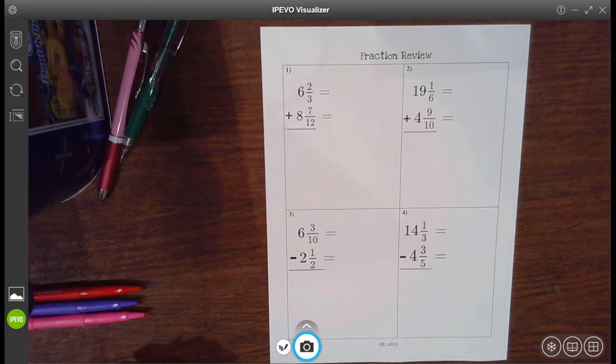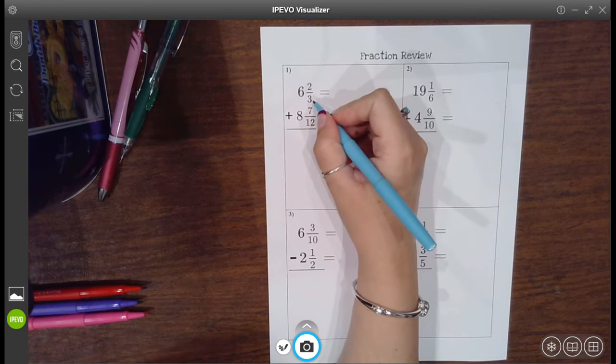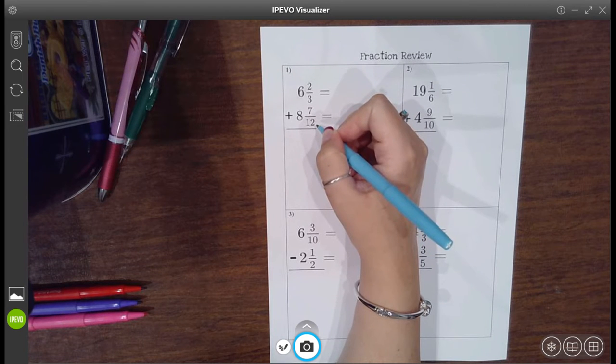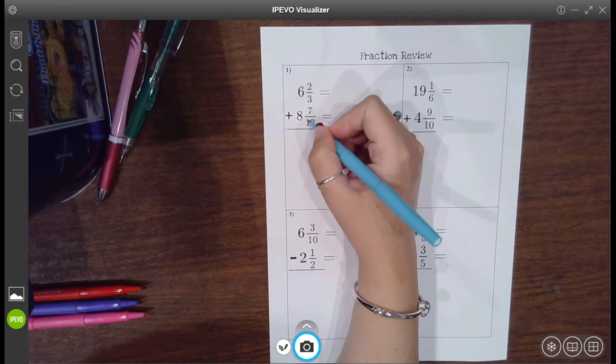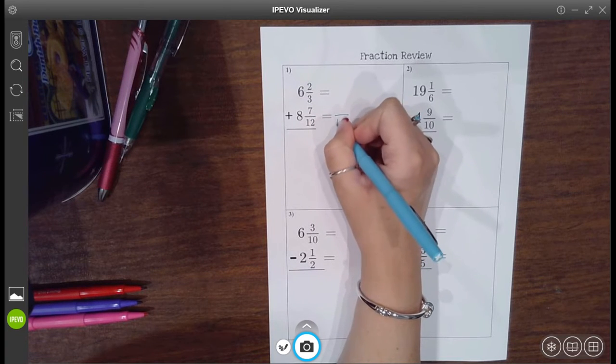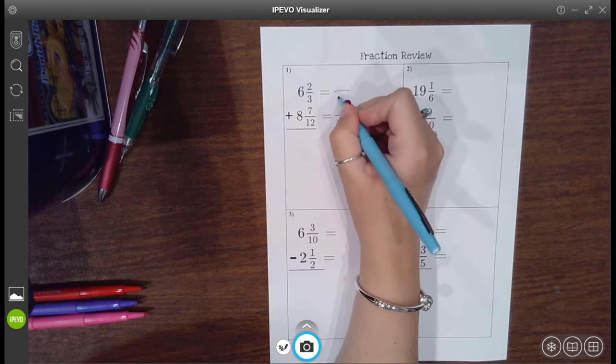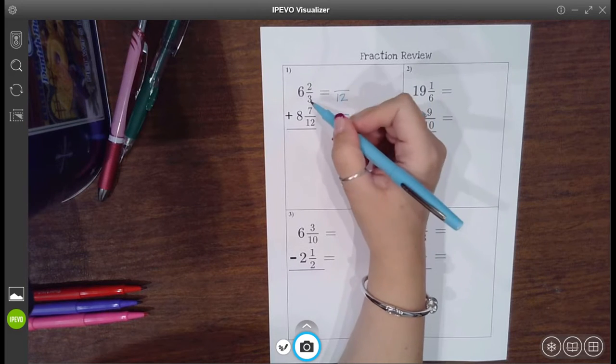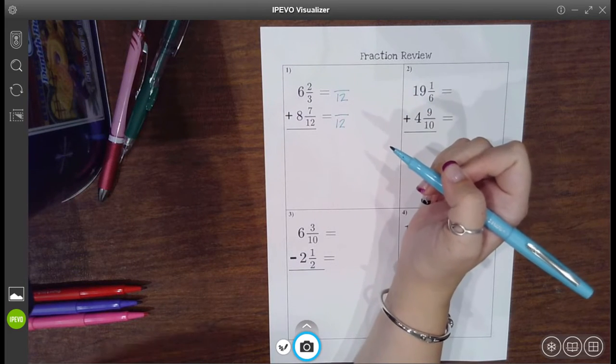For the first one, I want to try and see what's the common denominator between 3 and 12. What can they both become? So look at the bigger one, 12. Can 3 become 12? It sure can. So I know that 12 is the smallest number that both 3 and 12 can multiply to become.